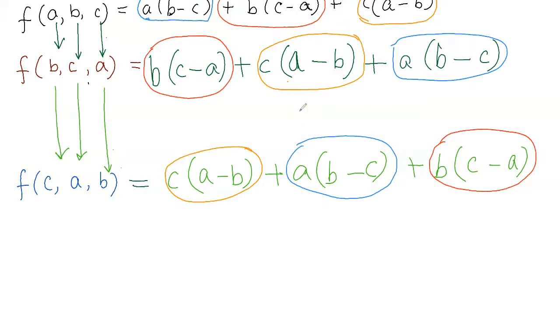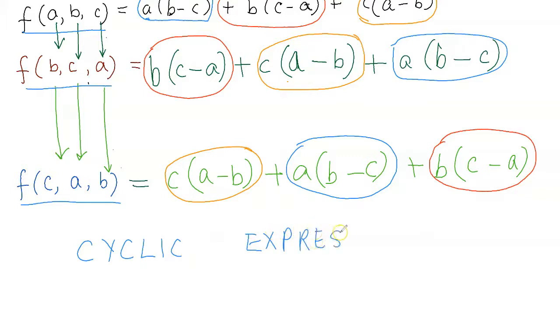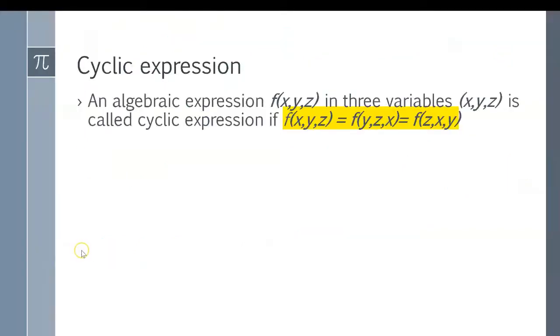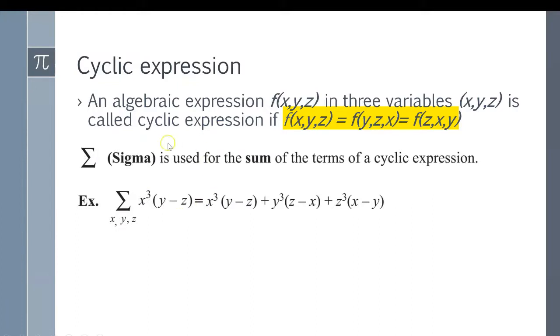So all these three terms, f of a b c, f of b c a, and f of c a b are equal. So this is called a cyclic expression. So this is an example of cyclic expression. This is how we check. Okay. Now another thing you need to know is about some notations.